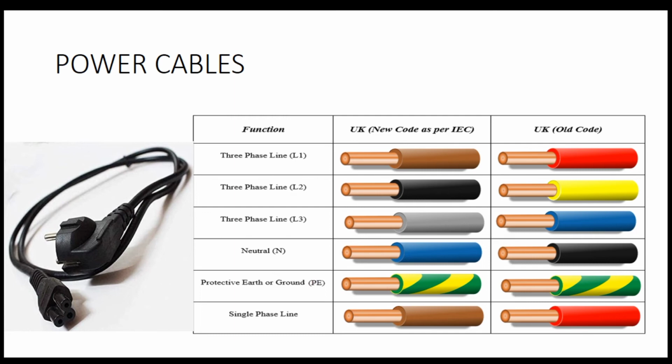According to the above reasons, the color code for power cable is, as you can see here, line 1, line 2, line 3. That's the new code and that's the old code. Neutral, earth and single phase.